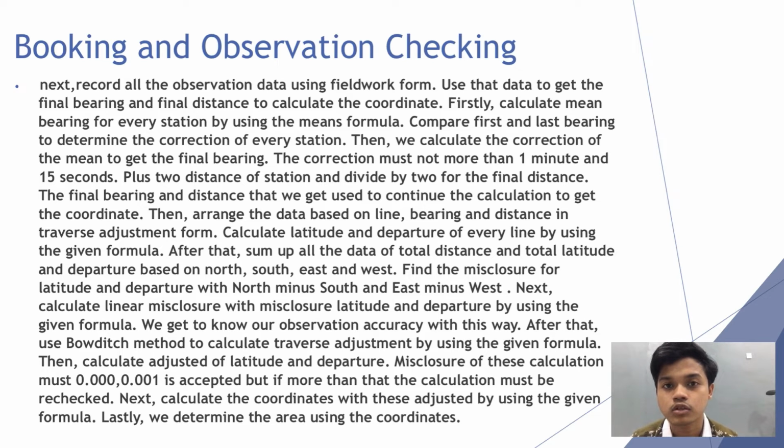After that, use the Bowditch method to calculate the traverse adjustment by using the given formula. Then, calculate the adjusted latitude and departure. The misclosure of this calculation must be 0.000 or 0.001 to be accepted, but if more than that, the calculation must be rejected. Next, calculate the coordinates with this adjustment by using the given formula. Lastly, we determine the area using the coordinates.